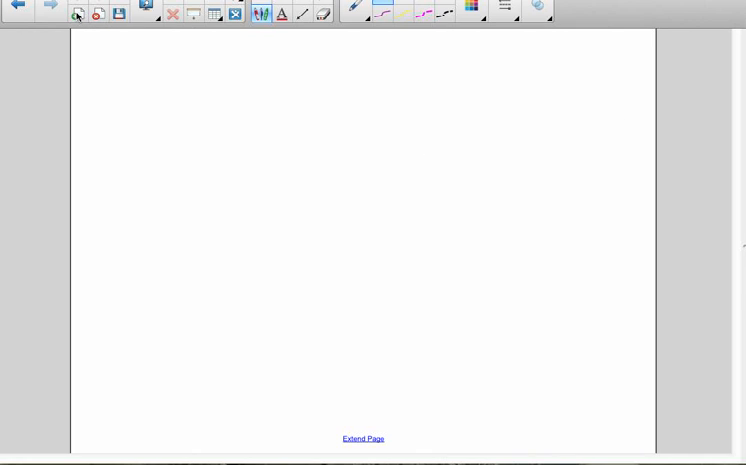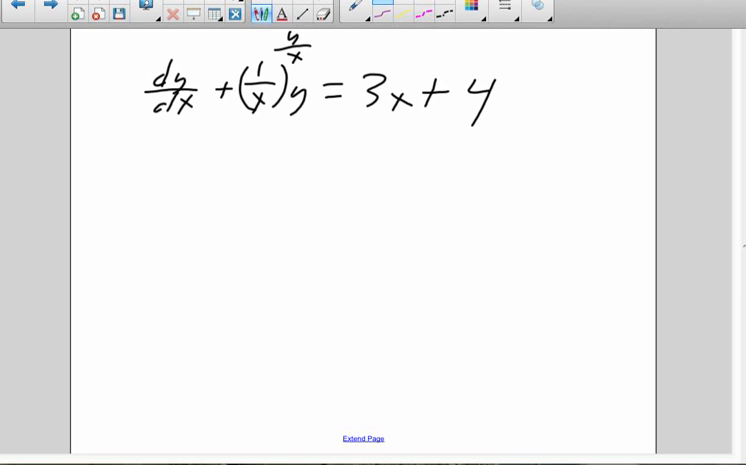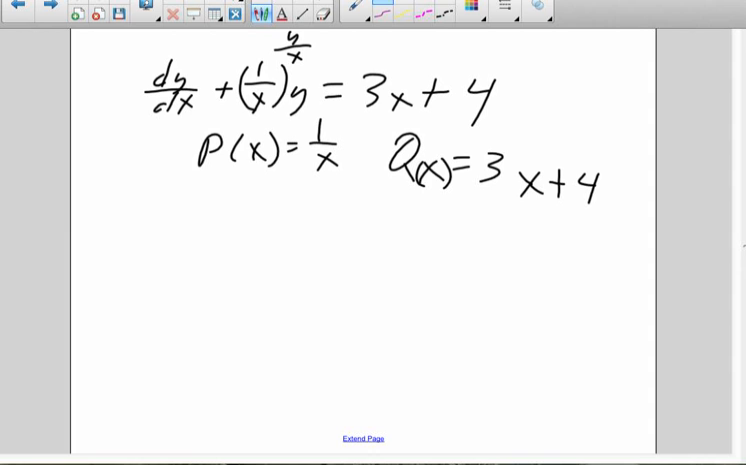Let's work some examples. This will be an easy example. dy dx plus 1 over x times y. You usually see this written as y over x, but they broke it out to be nice. Equals 3x plus 4. All right, so step 1, we need to find p of x, which is going to be 1 over x, and q of x is 3x plus 4. In other words, this whole thing over here is our q of x.